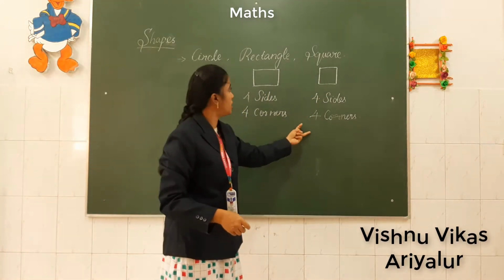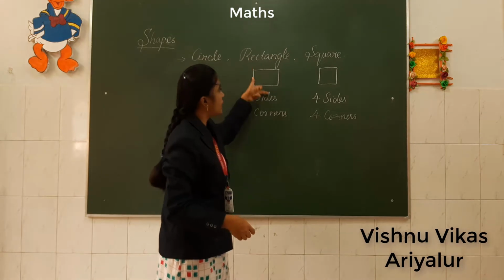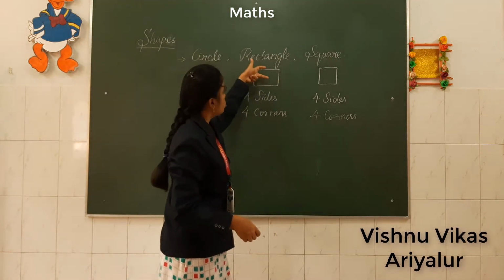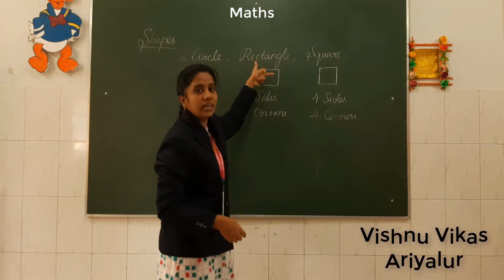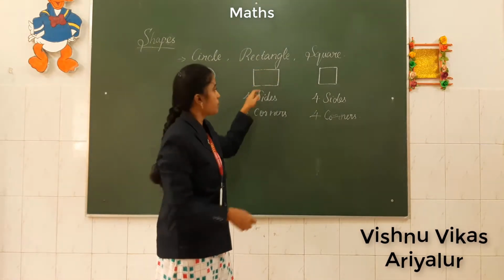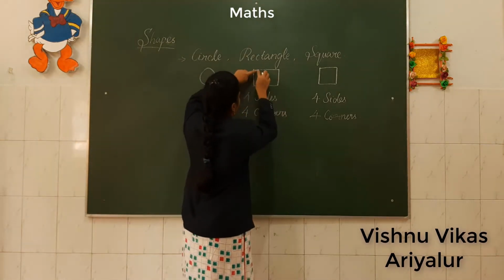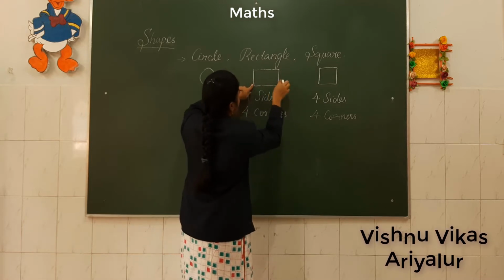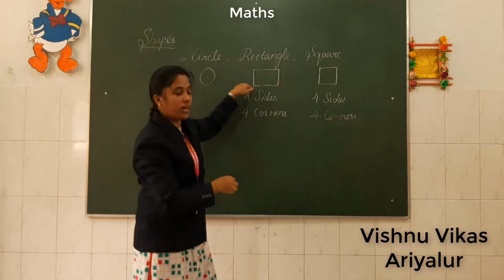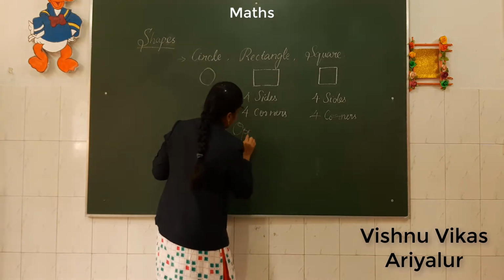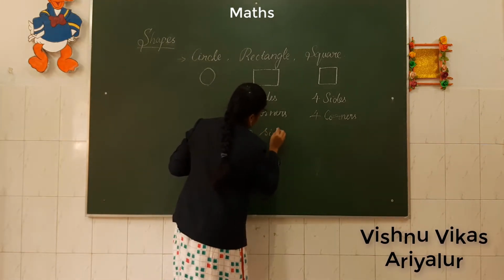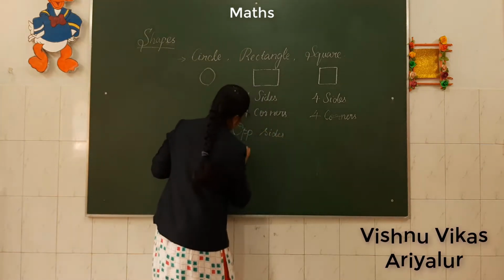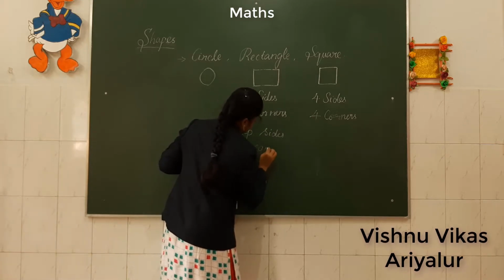So what is the difference between rectangle and square? Difference, children. Have you noticed? Here the opposite sides are equal. So in the length, it looks like a similar line. This length and this length are even. When you compare these two lengths, the opposite sides seem to be equal. So here opposite sides are equal.